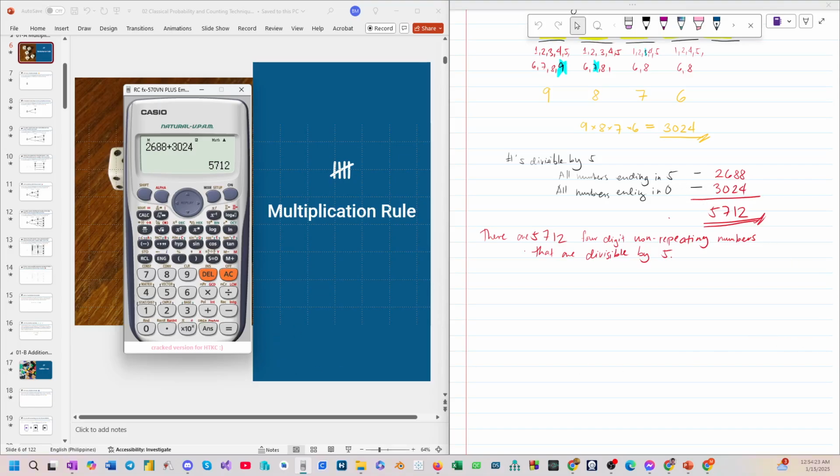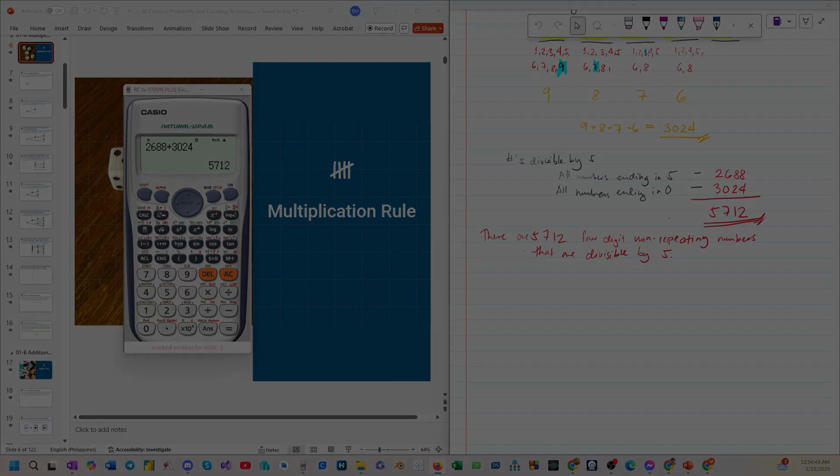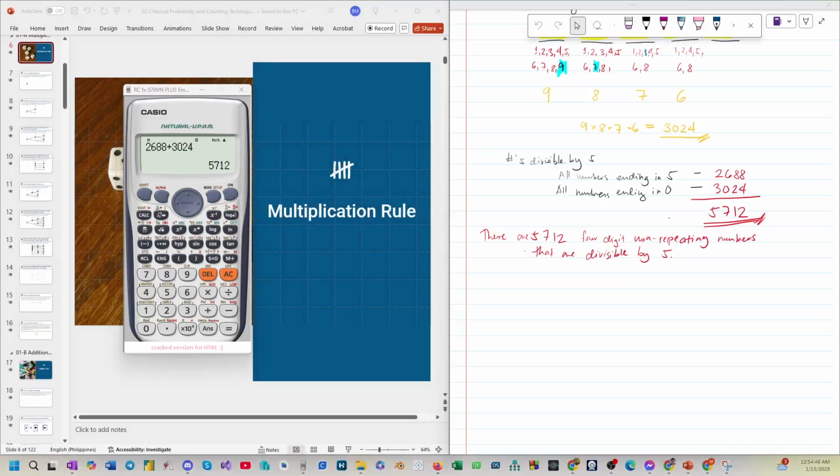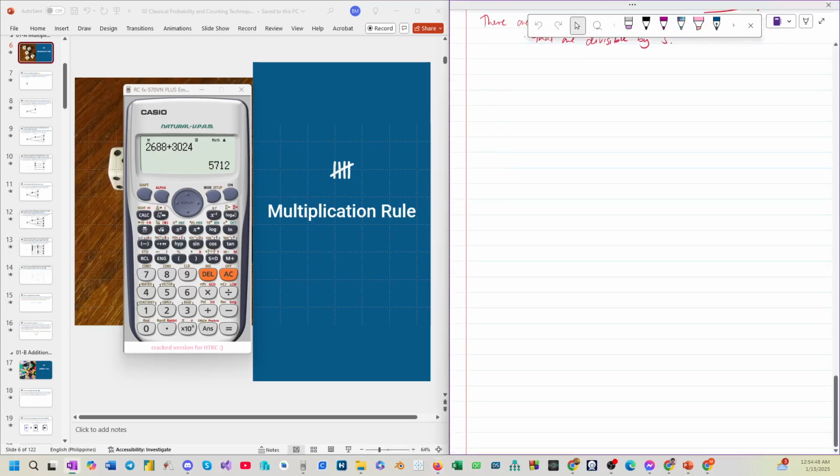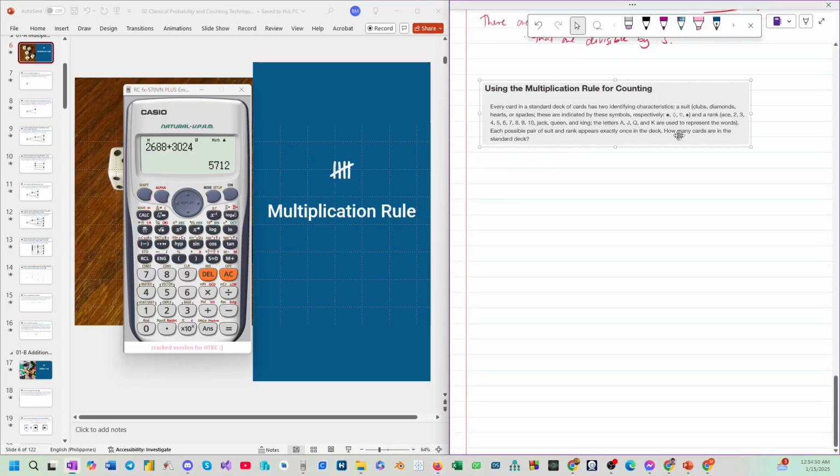Iwan ko kayo ng isang problem. This one. Para alam niyo kung paano bilangin ang cards. Okay, so, ito pala maganda yung license plate. Pero sige, tsaka natin balikan. Sa exam na lang natin gawin yan. Okay. Yan. So, using multiplication rule for counting. Tingnan natin to ha. Yan. So, nakuha ko lang siya sa internet.